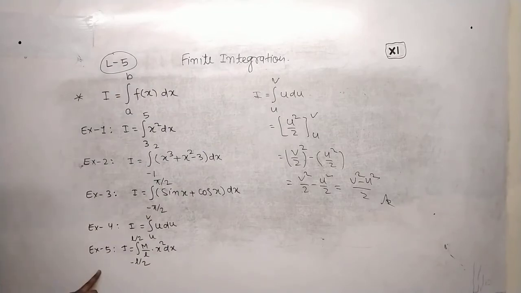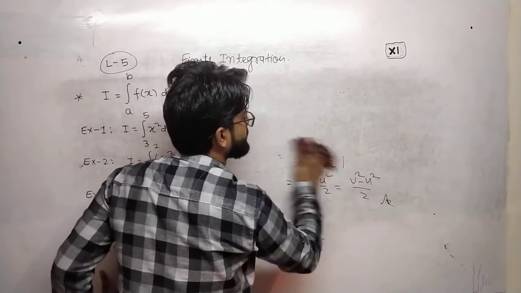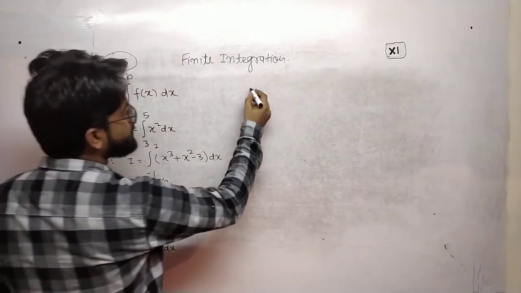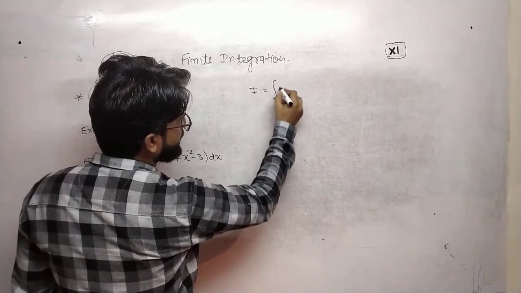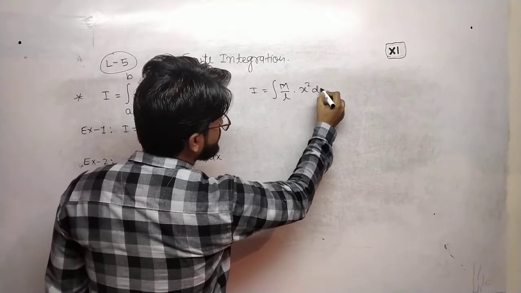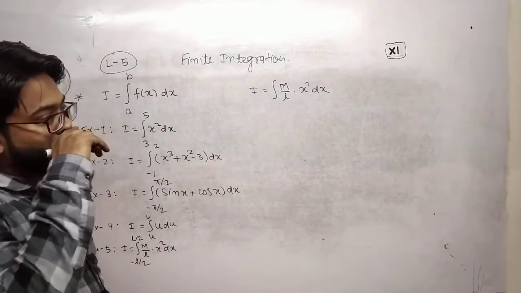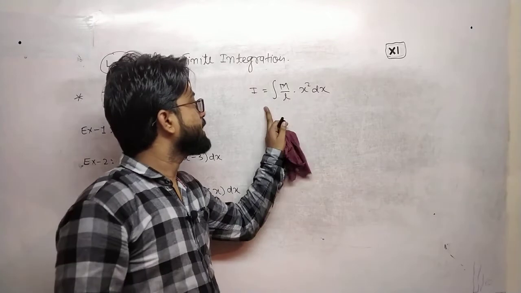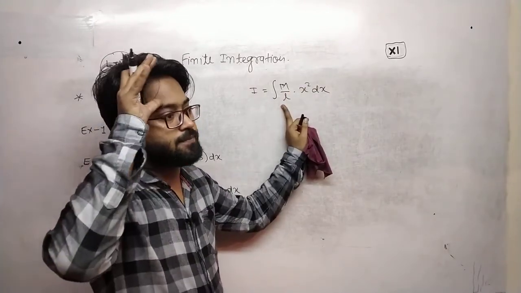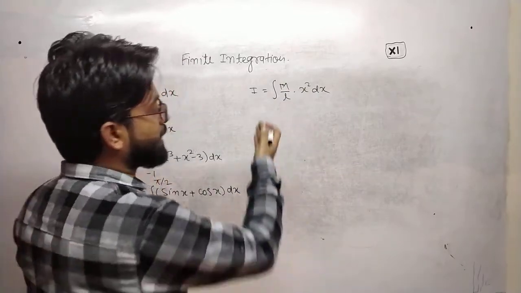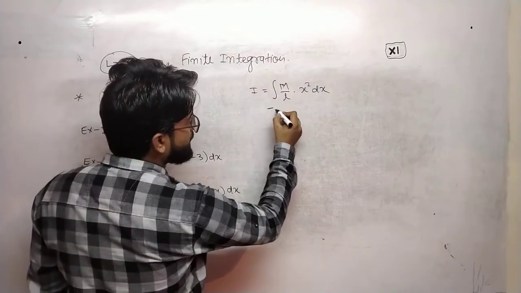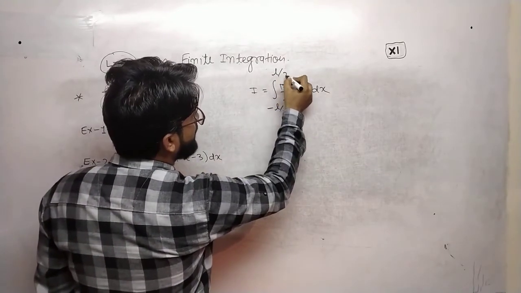Now example number 5 and last. Okay, example number 5 is integration m by l x square dx. You know that we are going to integrate this function with respect to x, and m by l is a constant. It can be taken out of the integral, and we have to integrate from minus l by 2 to l by 2.